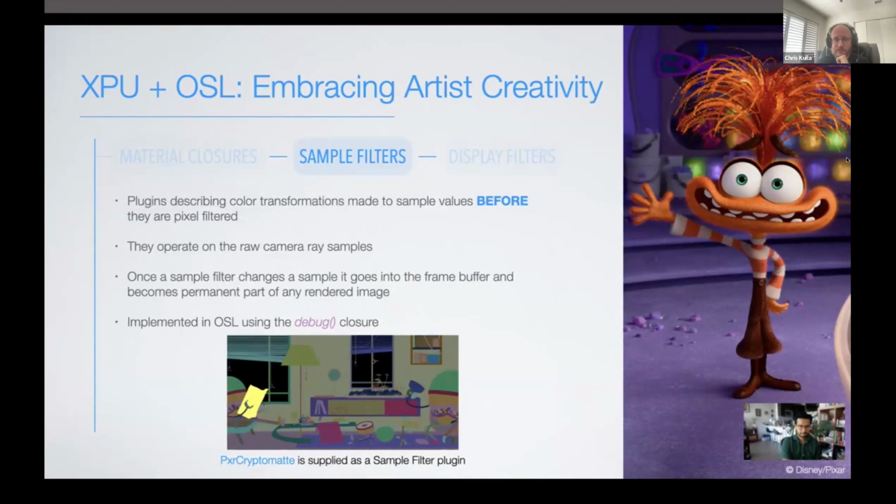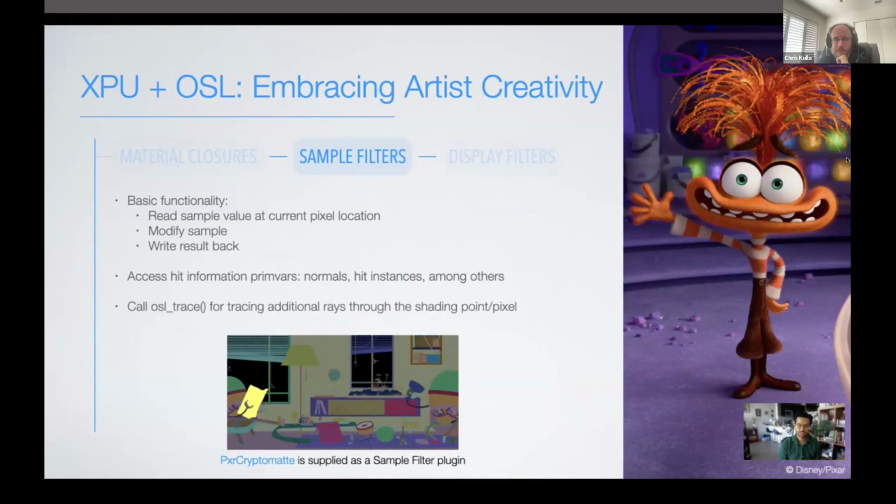So what is the domain of sample filters? For pattern shaders, the domain is the shading points, the shading hits we get on objects or geometry. For sample filters, it is the samples that are shot into the raster via the camera. So each sample in a pixel is a shading point.